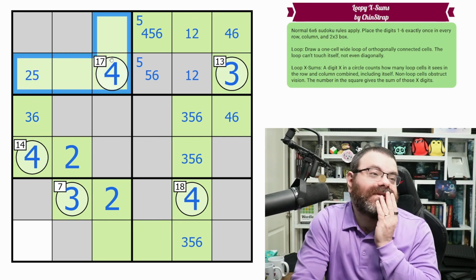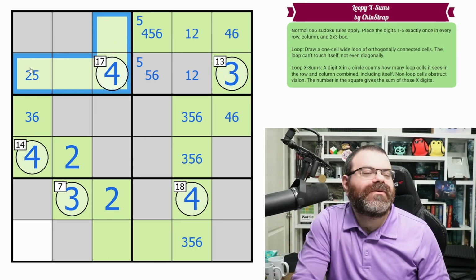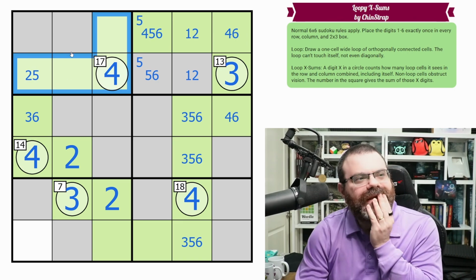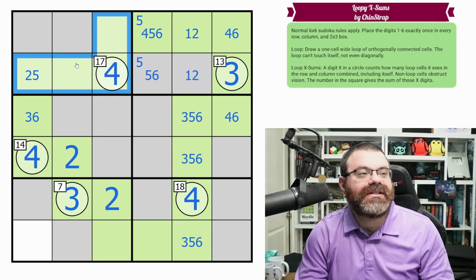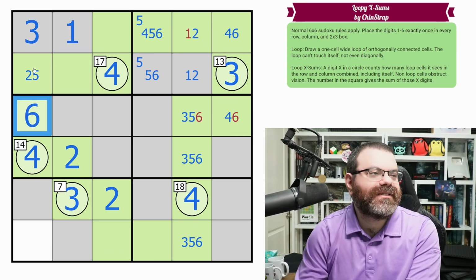Now these add to 17. We already have 4. So the remaining digits add to, maybe we should do the outies instead. These add to 17. The whole box adds to 21. So from 17 to 21, that's 4. So this has to be a 1, 3 pair. So that's 1, that's 3, making this 6 and 2.